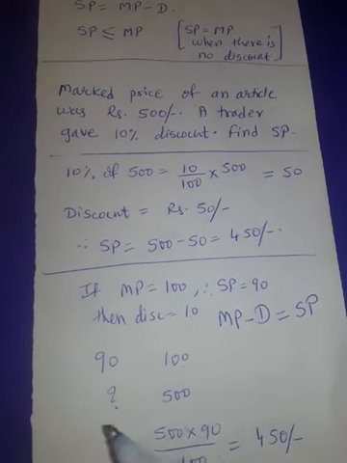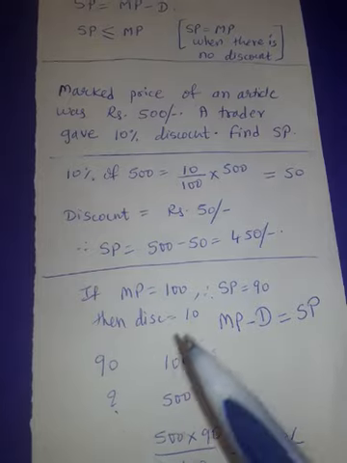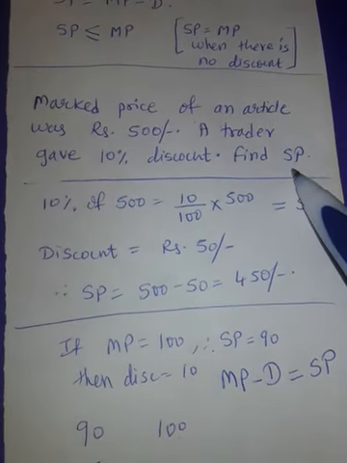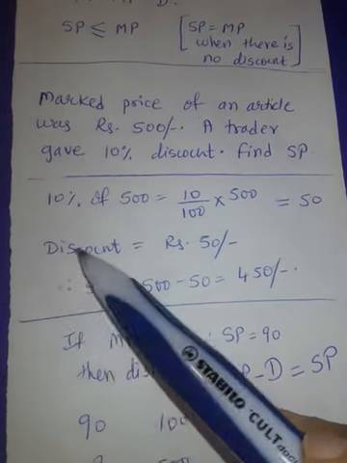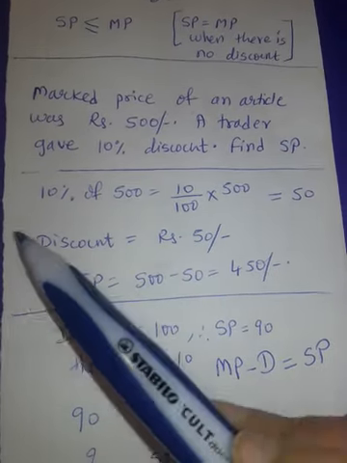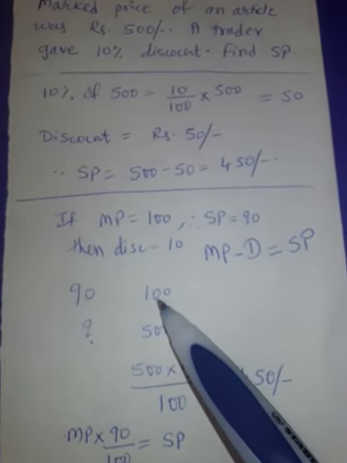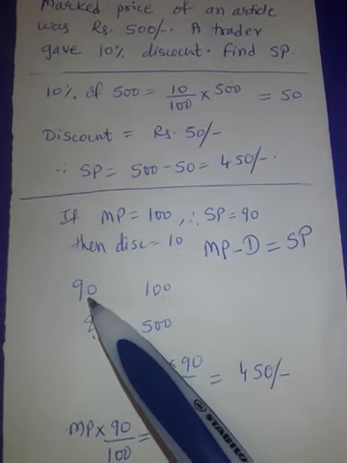When mark price is 100, what is SP? We need to find SP here, isn't it? In this problem, we need to find SP, but we do not want this discount. We don't want this additional step. So what can we do? If 100 is mark price, 90 is SP.